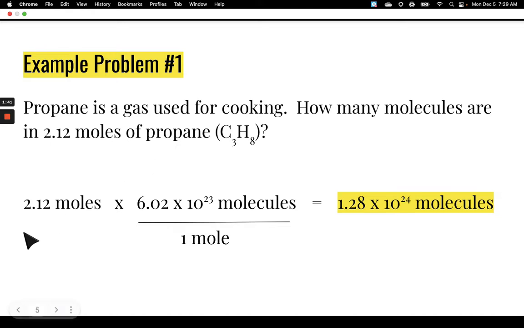Here's the answer. So here's our given. Our wanted was molecules. Remember, molecules are very small. That's our particle in this case. And so we can then line up diagonally mole and mole to cancel, and then this just becomes a multiplication.